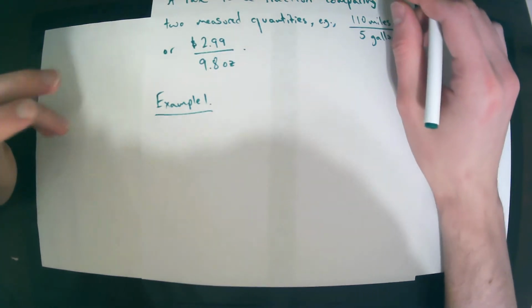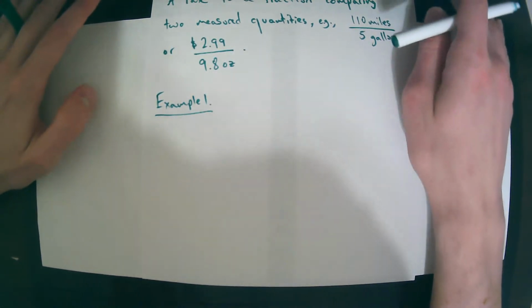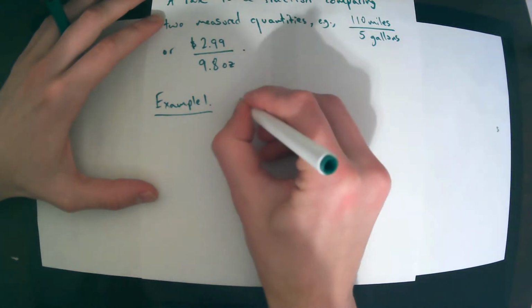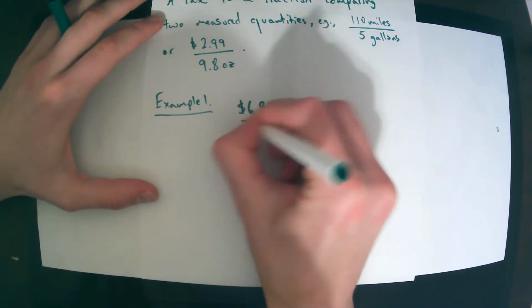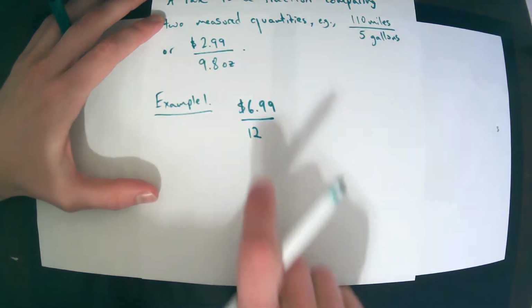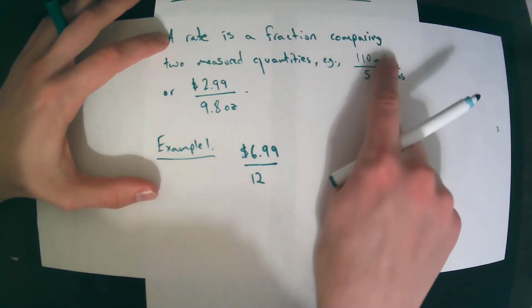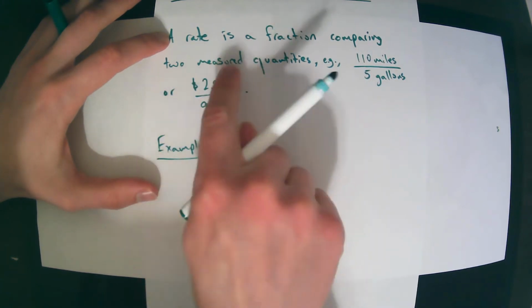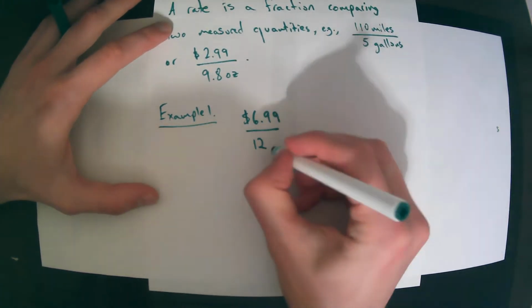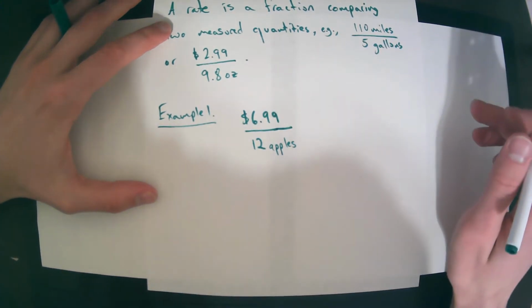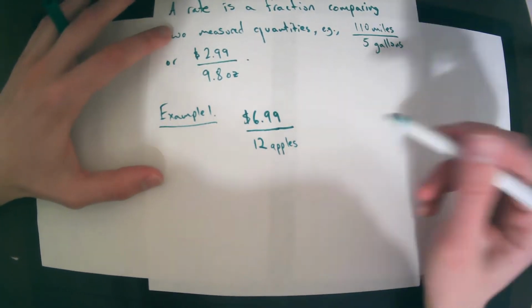So first, let's get these written as rates. Anytime you're dealing with money, the money's going to go on top. So the first bag is $6.99 per 12, and we don't just want to say 12, right? Because a rate is a fraction comparing not just numbers, but two measured quantities, meaning we have to write the units here. So I have to say apples. So it's $6.99 for 12, for a dozen, which is 12.